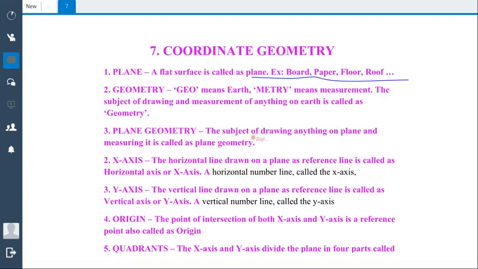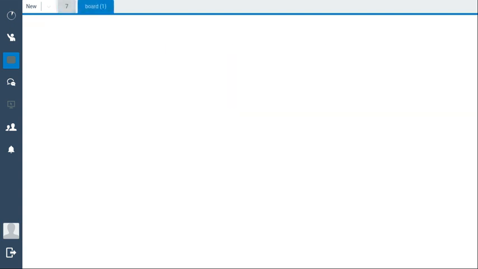The subject of drawing anything on a plane and measuring it is called plane geometry. Plane geometry is nothing but being able to draw 2D shapes. So I am giving some basic concepts of the graph.